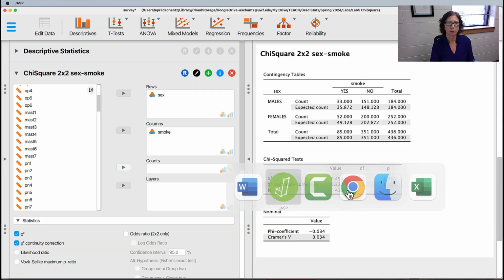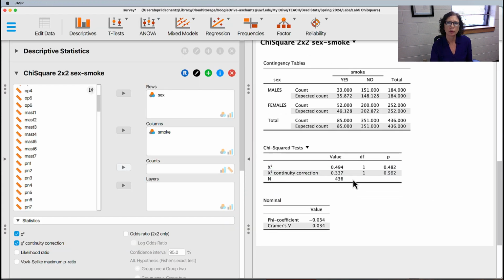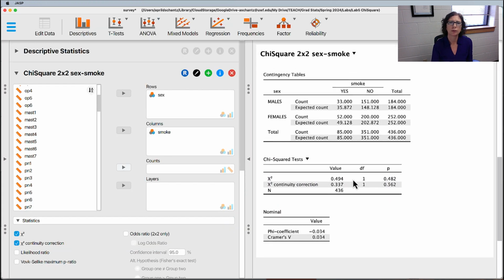Now, assumptions-wise, what we're looking at for a 2x2 is that each of the expected count cells is at least 10, so 10 or greater. Well, we have the 35.8, 148.1, 49.1, and 202.8. All of those expected cells are greater than 10. So no worry with the assumption check for chi-square here.